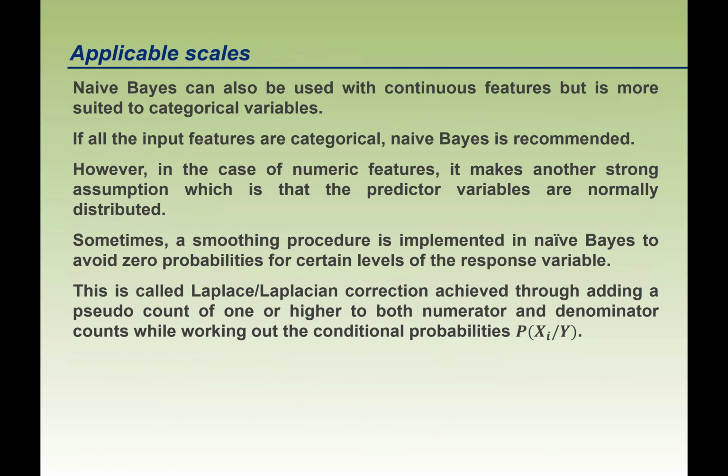the Naïve Bayes can also be used with continuous features, but is more suited to categorical variables. If all the input features are categorical, Naïve Bayes is recommended. It could be binomial or multinomial. However, in the case of numeric features, it makes another strong assumption, which is that the predictive variables are normally distributed. Sometimes a smoothing procedure is implemented in Naïve Bayes to avoid zero probabilities for certain levels of the response variable. This is called Laplace or Laplacian correction, achieved by adding a pseudo count of 1 or higher to both the numerator and denominator count while working out the conditional probabilities.